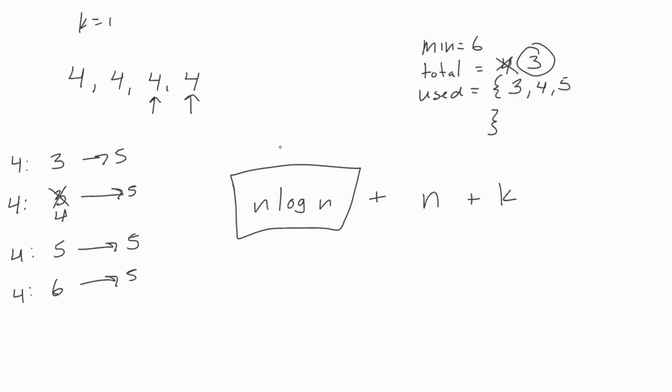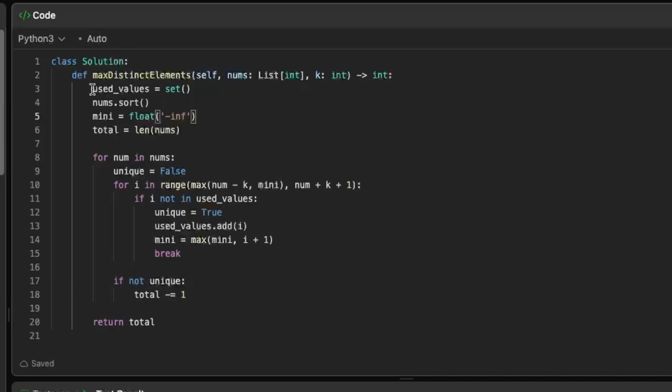So let's hop over to the code and see exactly how this works. We have to do a couple things to actually get our algorithm set up. We're going to have this set called used values, which keeps track of the values that we've already used. We're then going to sort our nums and have two variables: mini, which keeps track of the lower bound, which is set to negative infinity to start, and also our total, which is going to be our answer. We're going to start this with the length of nums, because we're going to assume that every element can become distinct until proven otherwise.